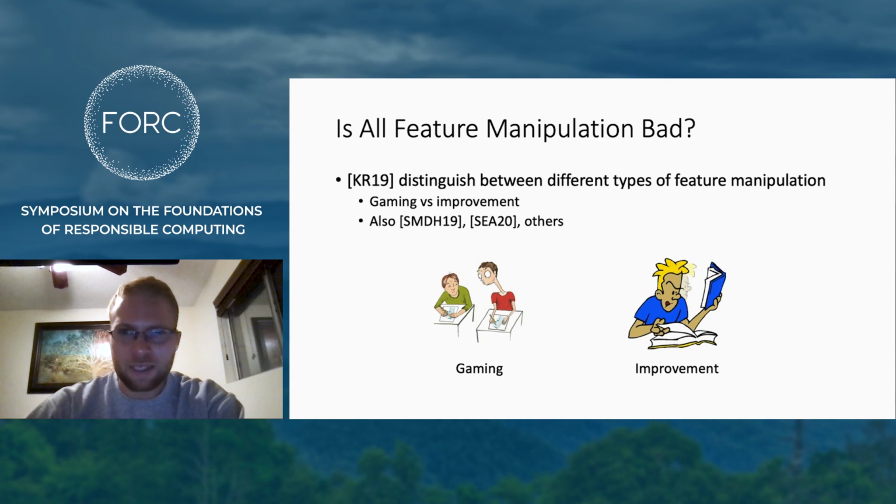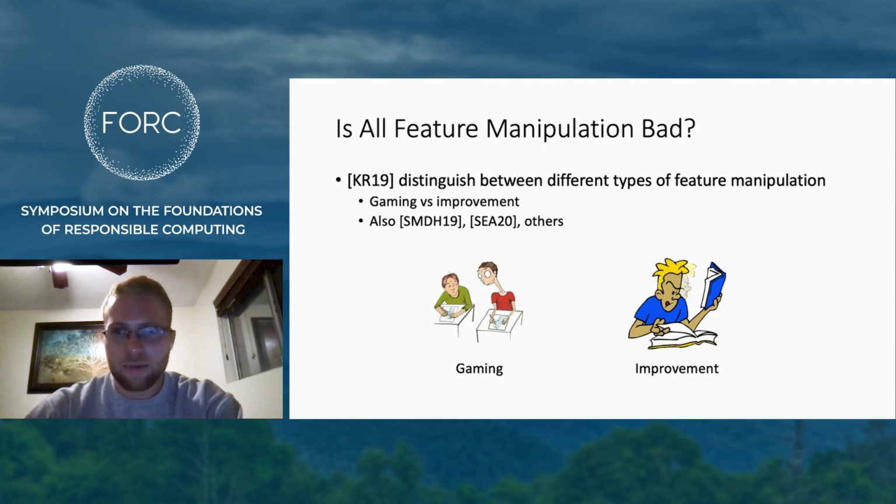But is all feature manipulation bad? In a more recent work, Kleinberg and Raghavan distinguish between different types of feature manipulation. In particular, they make a distinction between what they call gaming and improvement. Gaming is when agents take actions to improve their outcomes without actually improving the underlying quality the principal is trying to measure. An example of gaming would be cheating on an exam, since as a cheater, you're improving your test score without actually improving your knowledge level, which is what the test is actually attempting to measure.